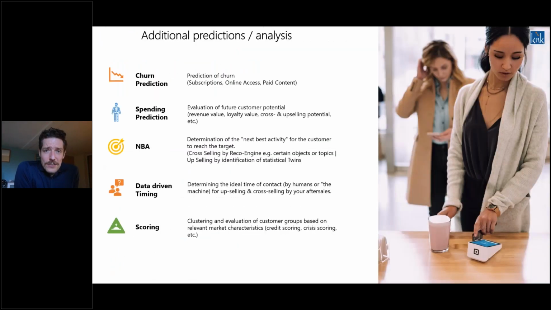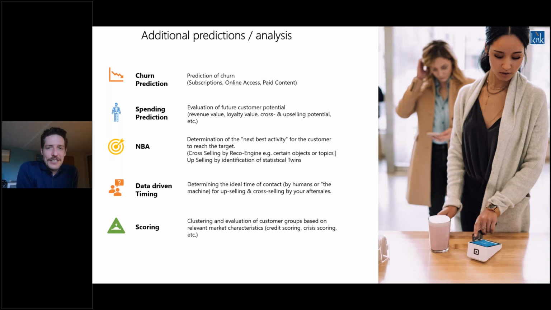But there are many other things which can be done out of the box, right? We just talked about the churn prediction, but if we think about a little bit more positive, what is the spending prediction? How much does our customer want to, or potentially will spend with us in the next year? You can see this by loyalty value, revenue value, those types of things, but you want to make sure you can predict cross and upselling potentials, and that is basically the next step, what's called NBA, so next best action. There are algorithms out there which can predict what you should be doing with your customer next.